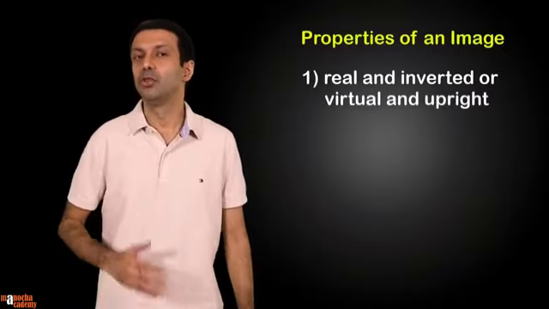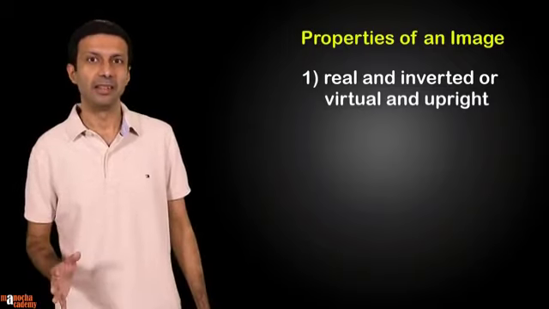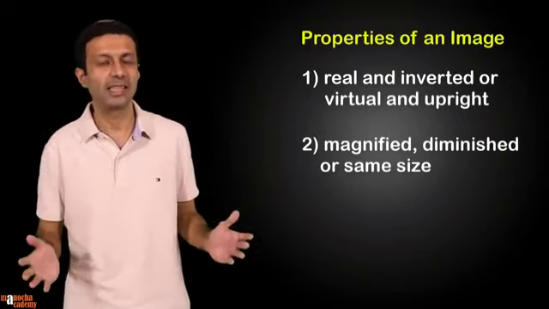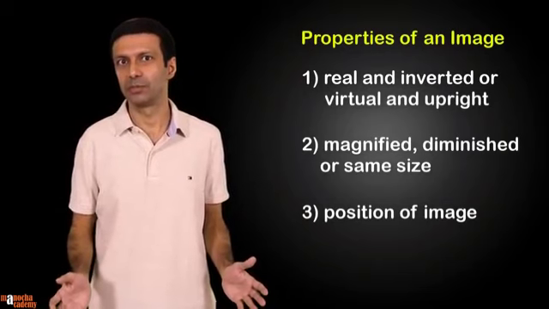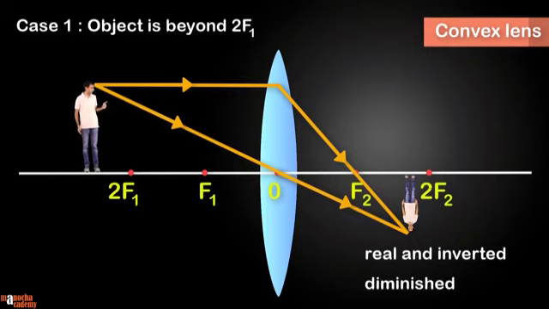First, is the image real and inverted, or is it virtual and upright? Second, is the image magnified, diminished, or is it the same size as the object? And third, what is the position of the image? So what are the properties of the image here for case 1? That's right, the image is real and inverted. It's diminished. And as you can see, the image is formed between f2 and 2f2.